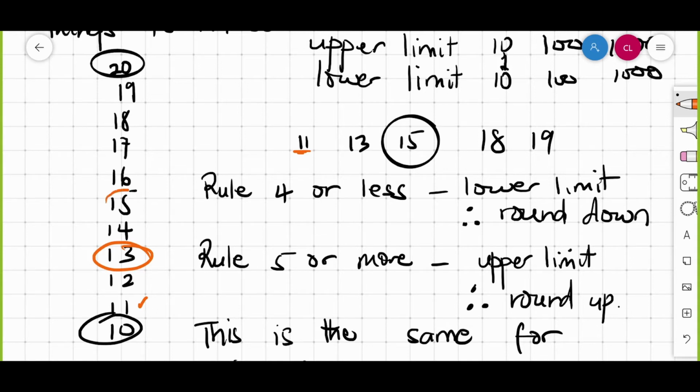Now, 15. Here we have 15. And on this side we have 1, 2, 3, 4 numbers. On this side we have 1, 2, 3, 4 numbers. It's dead in the center. But they have said as a rule, once it is 5 or more, we call it the upper limit. So 15, we would call 15 what? 20. Understood? We'll round it up and call it 20. 18. Is 18 closer to 10 or closer to 20? 20. Okay. And 19. So that would be the upper limit. Good. And 19 also is closer to 20 than it is to 10. Okay. All right. I hope we get that.